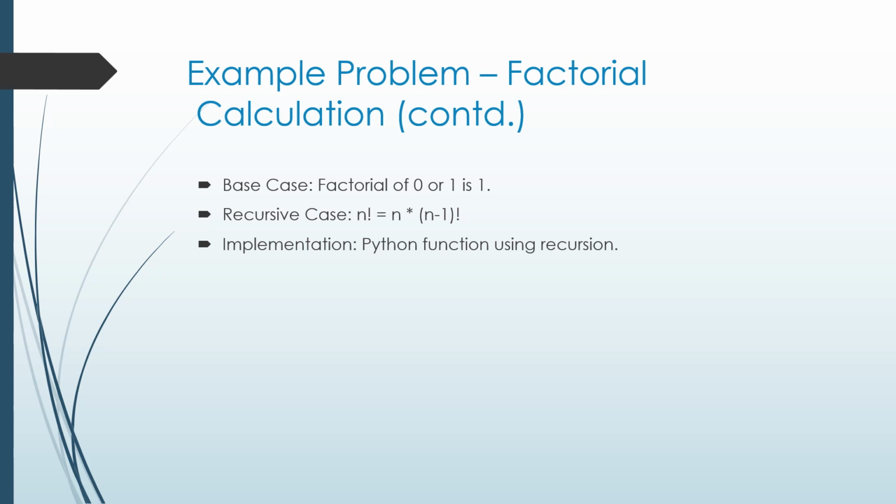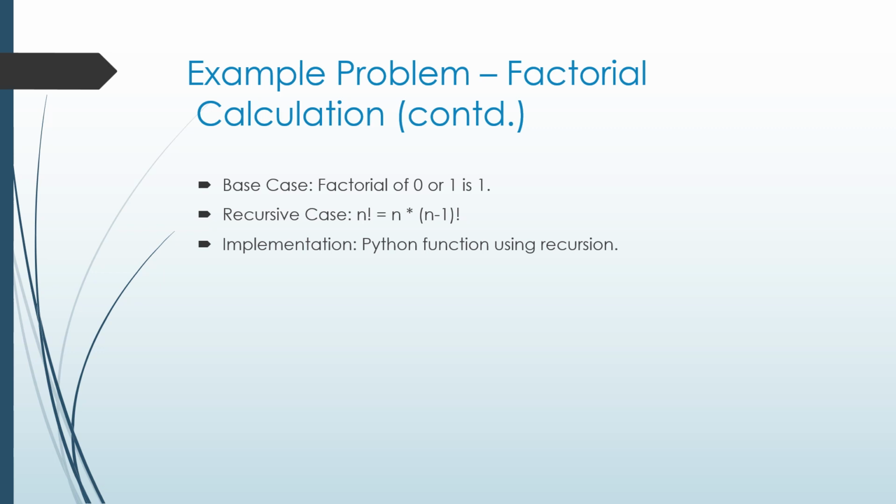These are the three conditions we should keep in mind when we are dealing with recursion functions: base case, recursive case, implementation. The base case is nothing but factorial of 0 or 1 is 1. We should all know that factorial of 0 or 1 is 1 only. The recursive case is the formula to calculate the factorial of a number: n factorial equals n into (n minus 1) factorial.